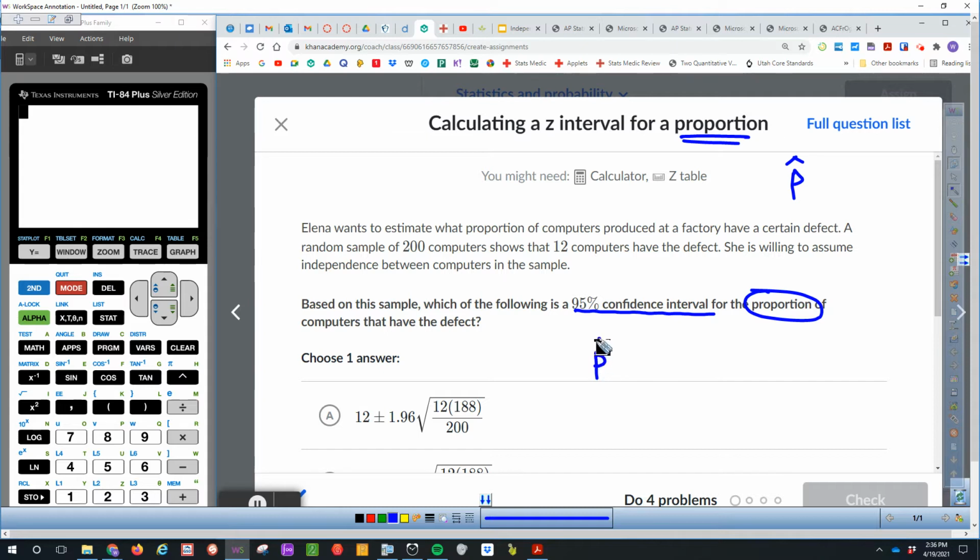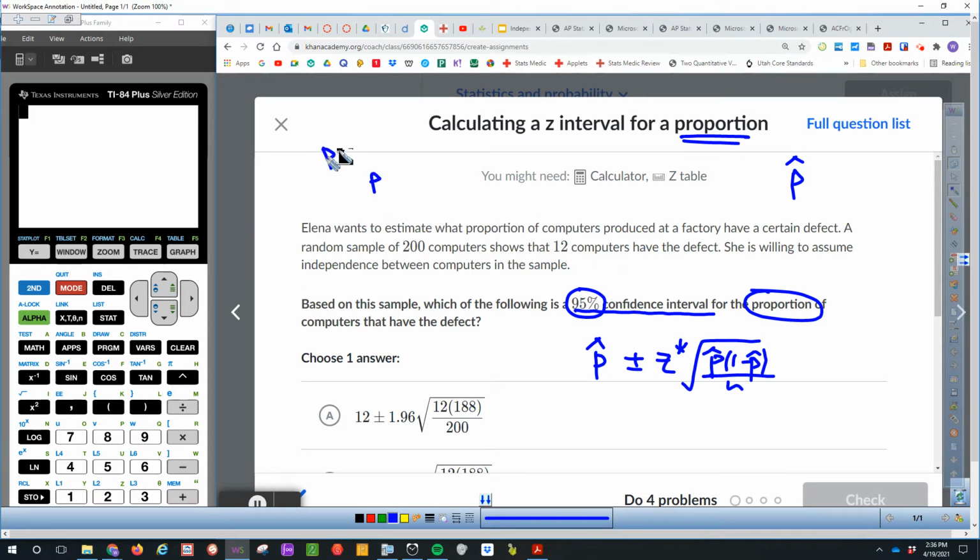And to find the confidence interval, there's a formula. It's p hat, which is the sample proportion, plus minus the z star, which is the critical value based on this 95% confidence level, times the square root of p hat times 1 minus p hat divided by n. So this is the actual formula for confidence interval. And the reason why we're not using p is because we don't know p.